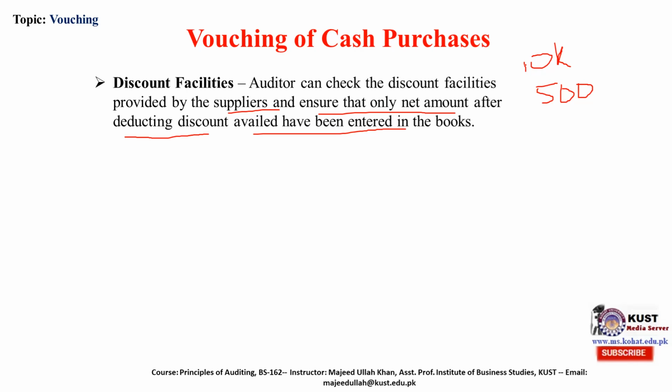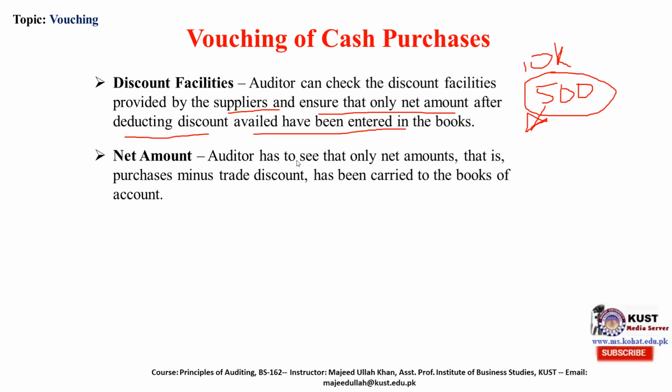If in the books 10,000 is paid to the supplier, then the 500 discount is missing somewhere in the process. So the auditor should investigate this 500 rupees. Net amount: the auditor should see that only the net amount, that is purchases minus trade discount, has been carried to the books of account.